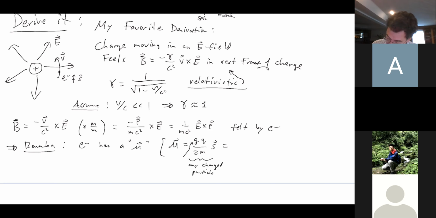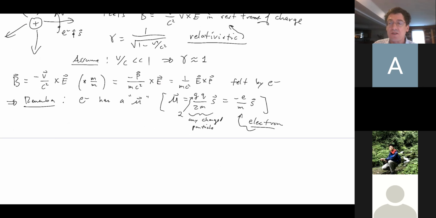So the gyromagnetic ratio for an electron is 2. For a proton, it's 5.6, and we'll use that later. Any charged particle has this magnetic moment, and for an electron, q is minus e, so it's minus e over m times S for the electron. So that's the magnetic moment of an electron.